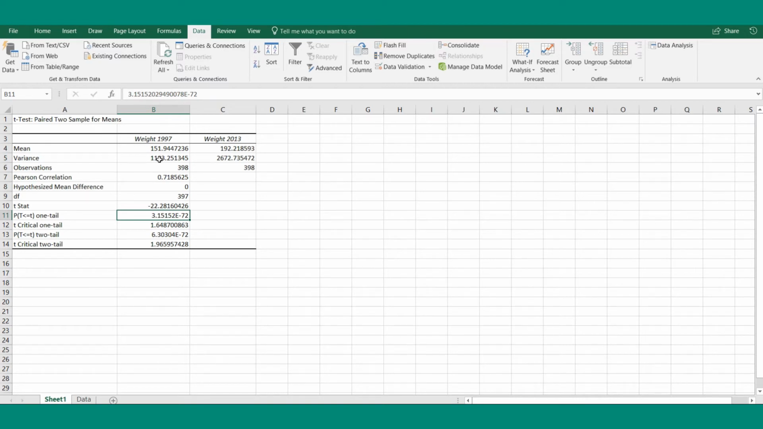It's like 0.00000 for a long time, and then it's 3. But it's basically 0 here. So review scientific notation if you don't know what that is.